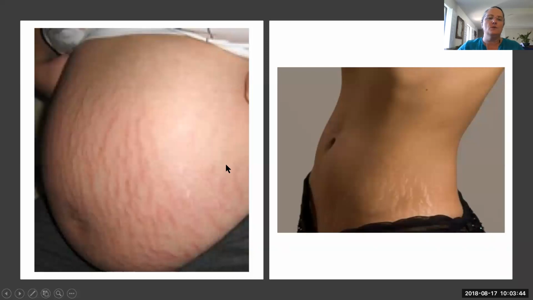And here's what those stretch marks look like. Striae gravidarum. With the pregnancy, they can become red and kind of inflamed, and then usually they will become a silvery, faded look to them once the baby has been delivered.